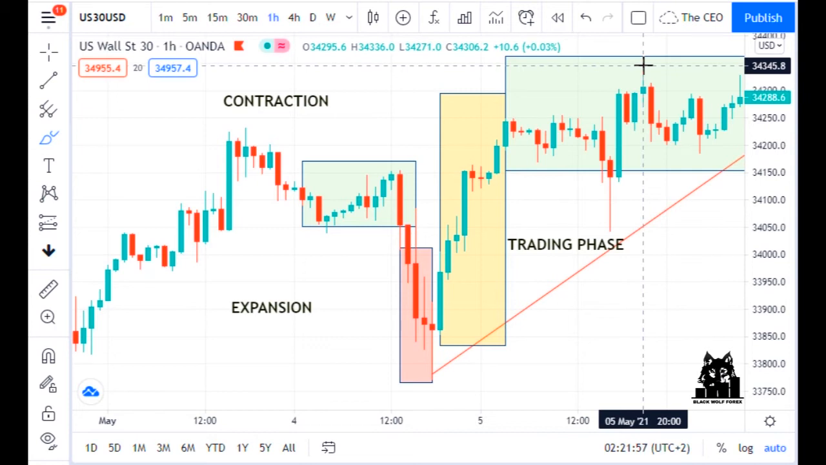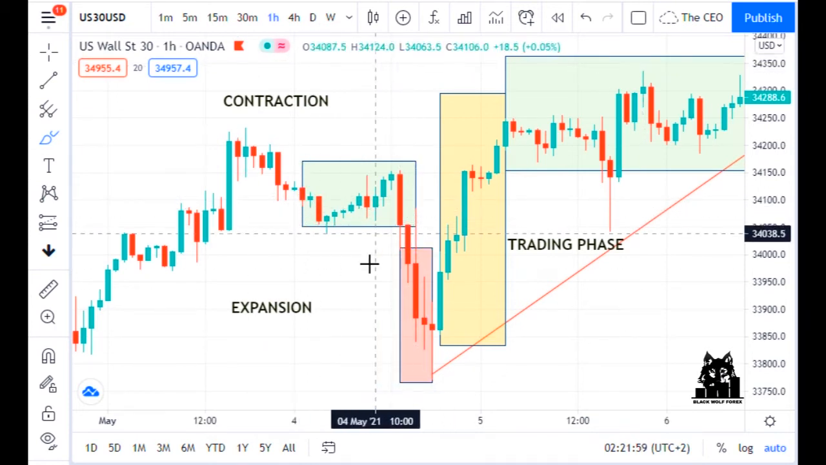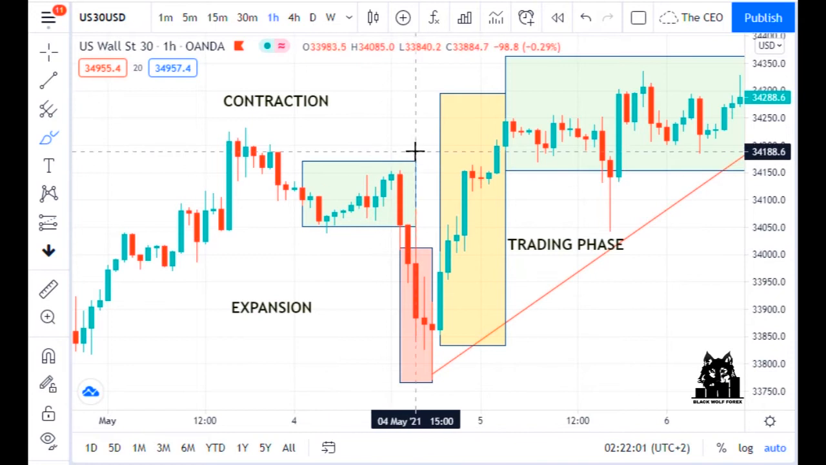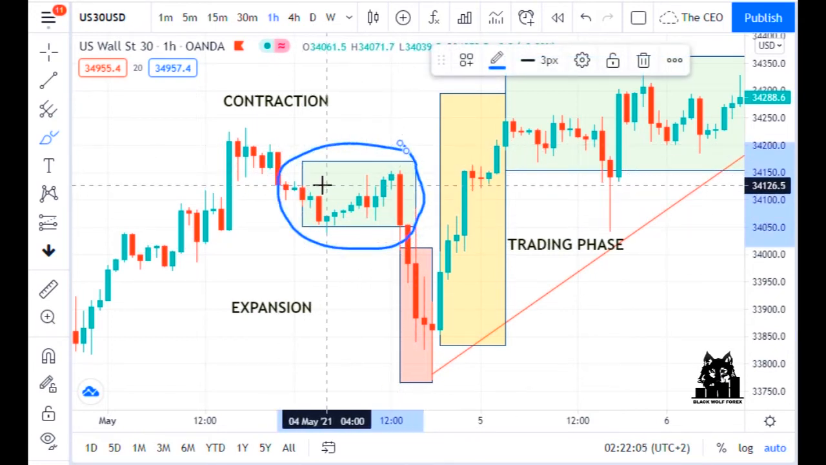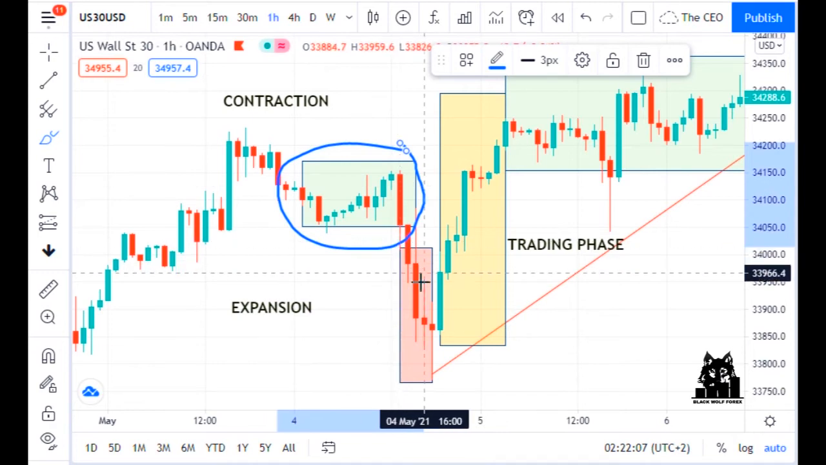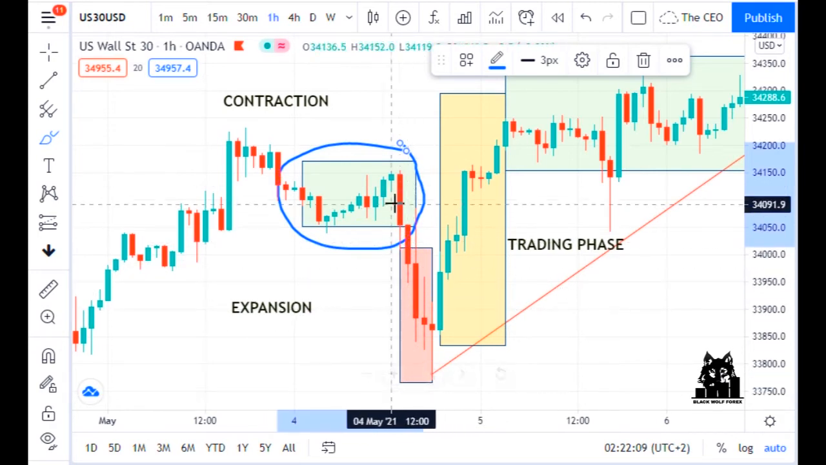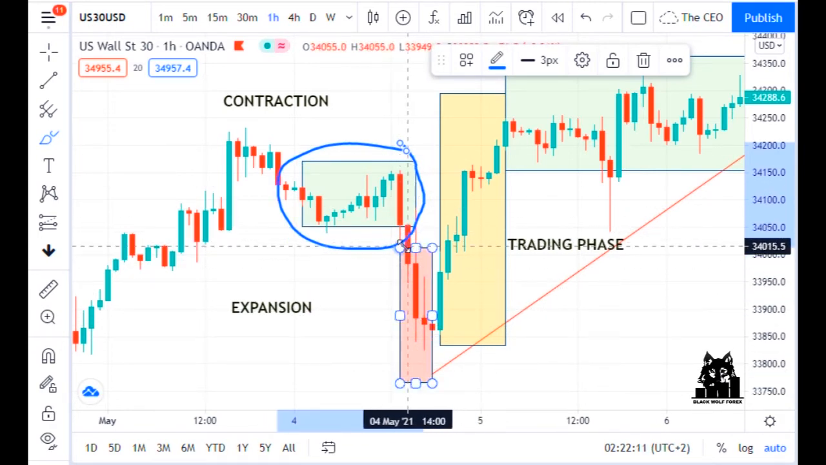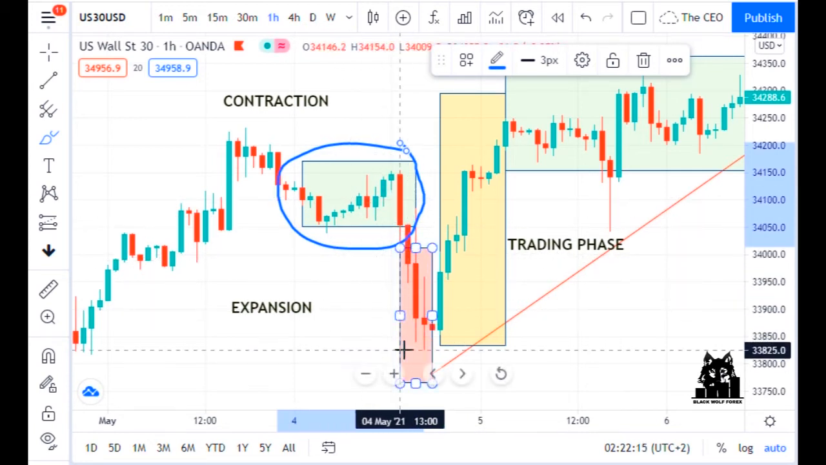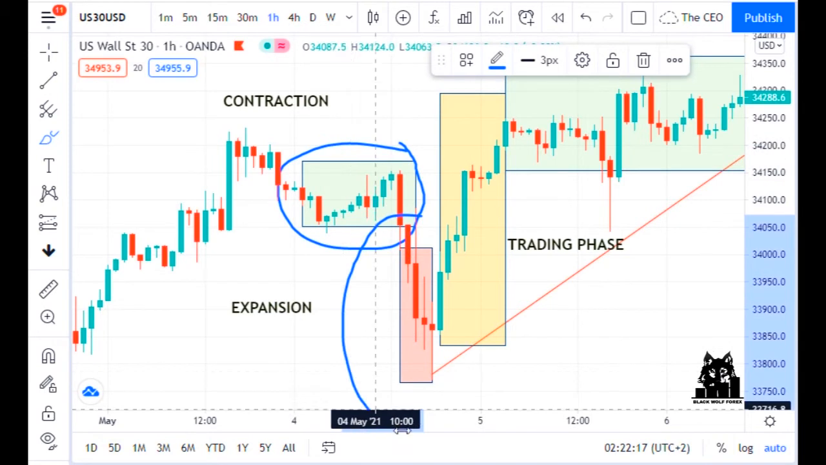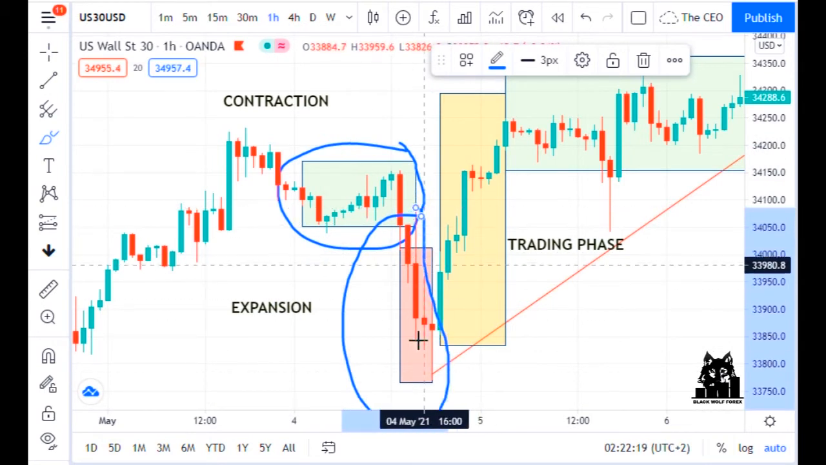obviously you know what time the market does this. For these pairs it's mostly during the Asian session, and then here it happens during the London session. Sometimes it happens in the New York session. Most traders eat money there, but it's not advised to trade an expansion. You wait for your trading phase.